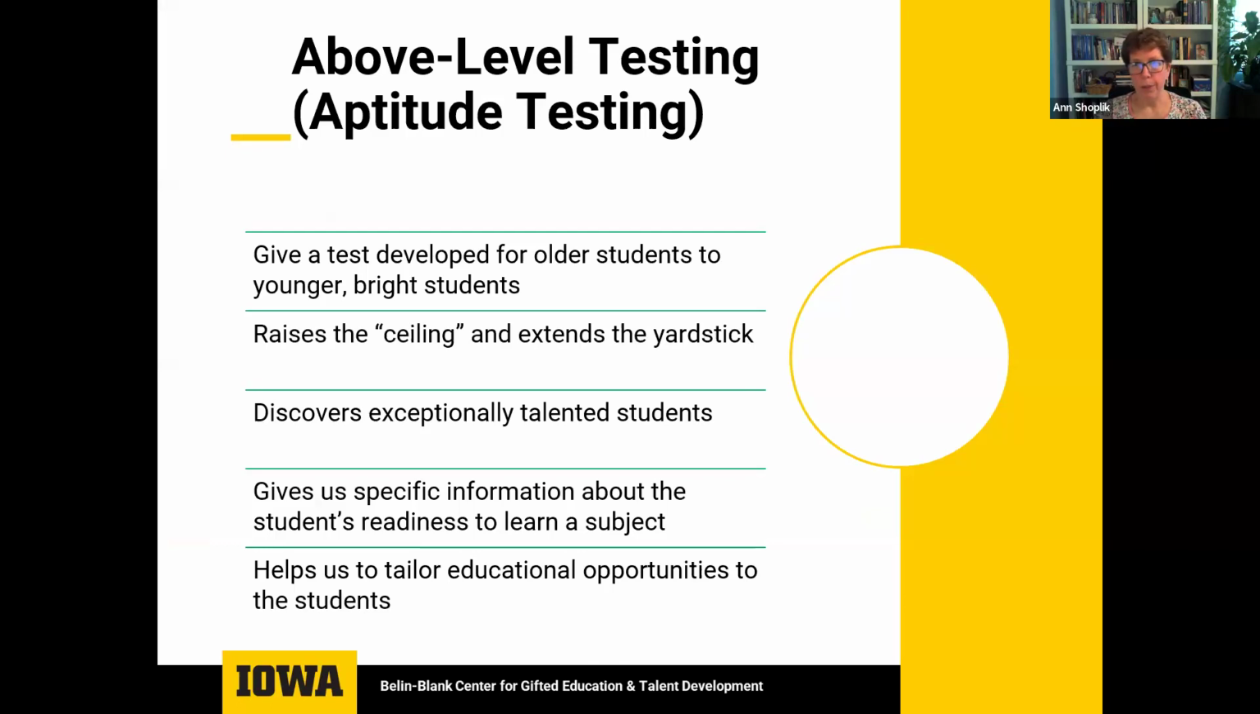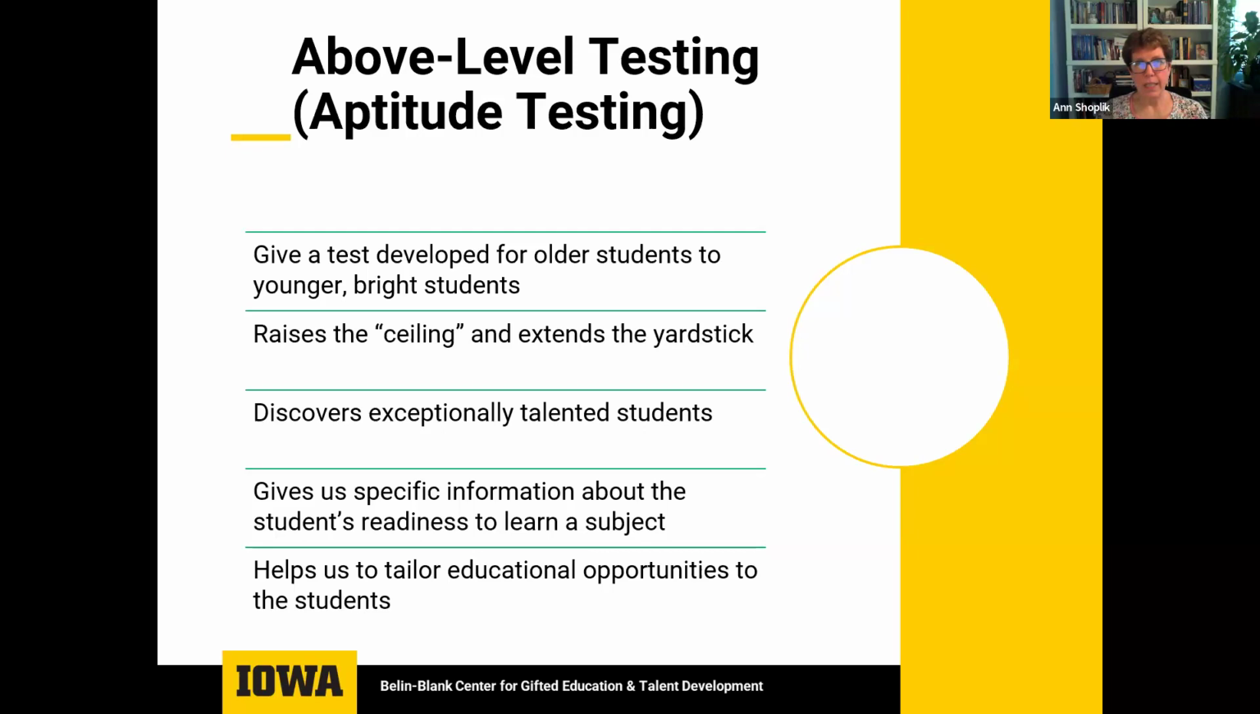You might be familiar with the idea of students who are in 7th or 8th grade taking the ACT or the SAT, the college level exams, right? The college entrance exams. That's an example of above level testing. So we're using a test that was designed for older kids. We give it to the younger kids, and that raises the ceiling. It gives them something harder to work on.